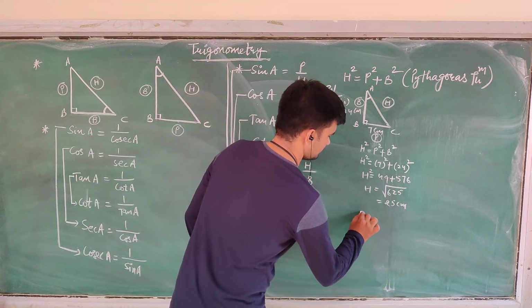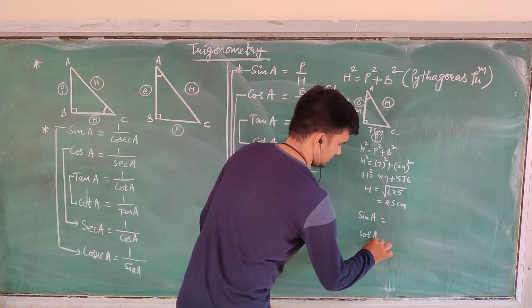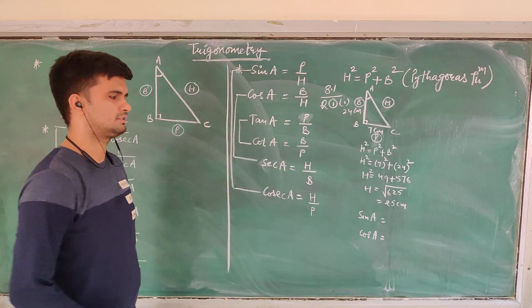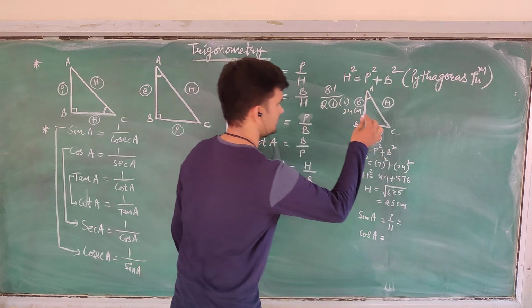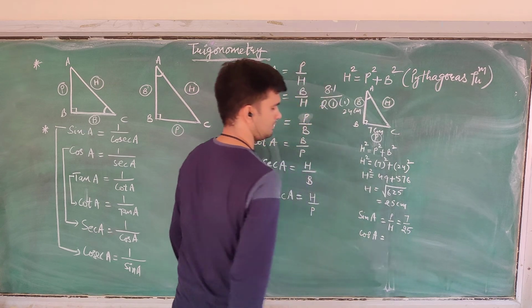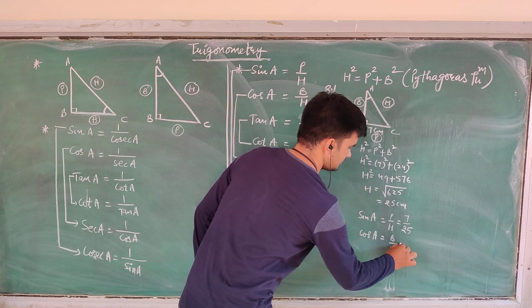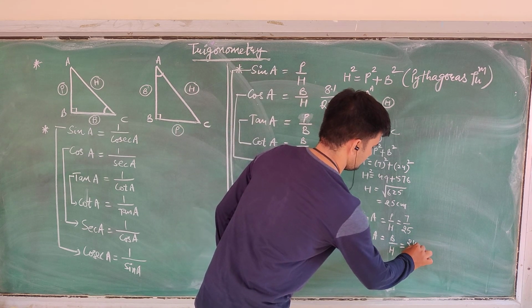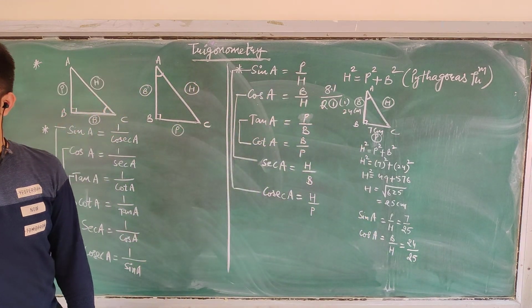Now what they asked was, find sin A and cos A. See here, sin A is P by H. So what is P here? 7 by 25. Cos A is B by H. It means it is 24 by 25.